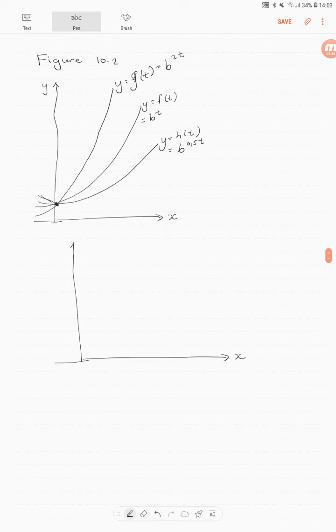So again we have x and y. If we have y equal to f of t equal to b to the t, this will be y equal to 2b to the t.